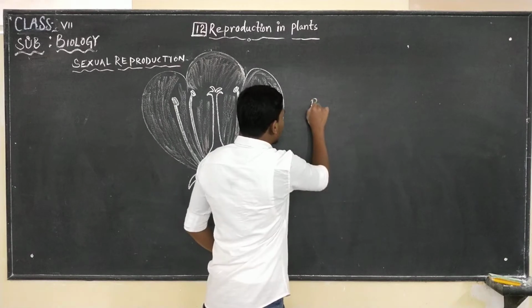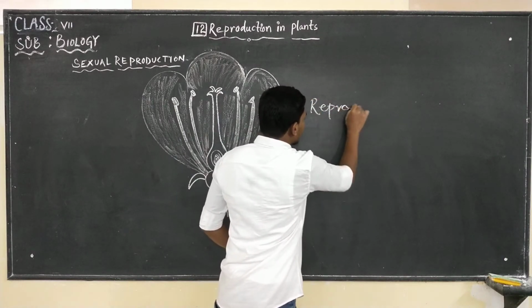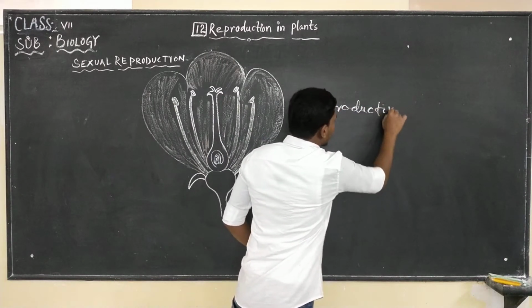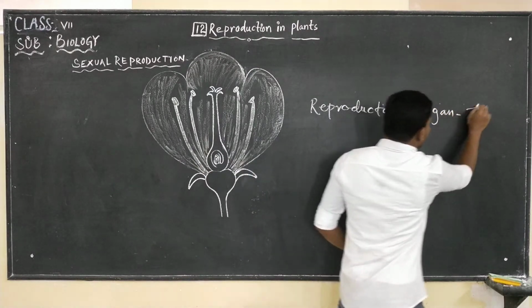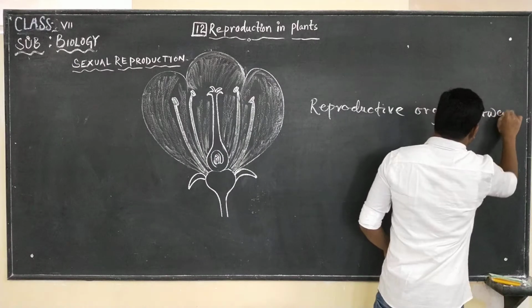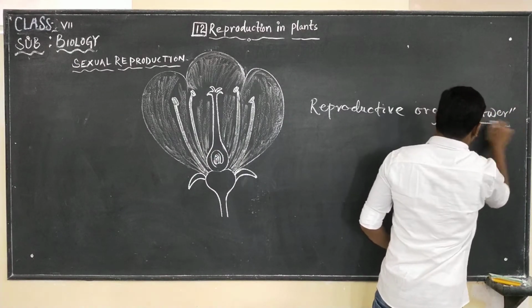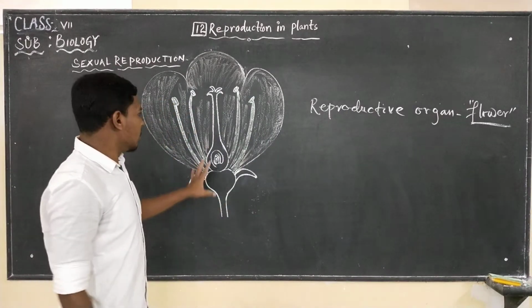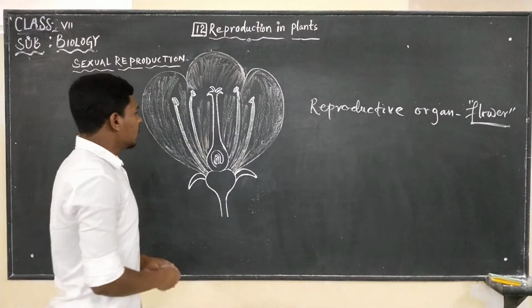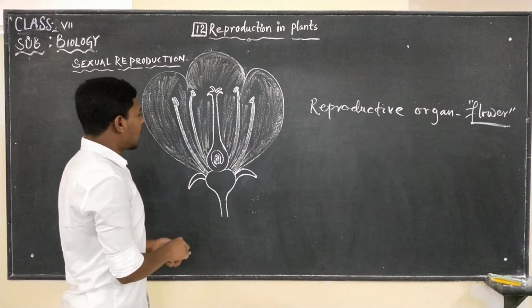So what is the reproductive organ? Reproductive organ is flower. So here is the flower. Now we will label them. Now we are going to label each part.